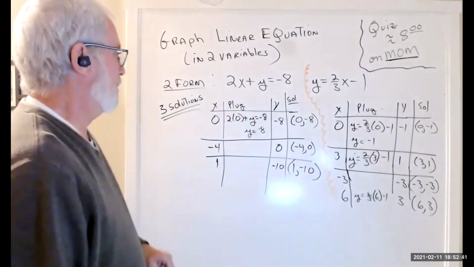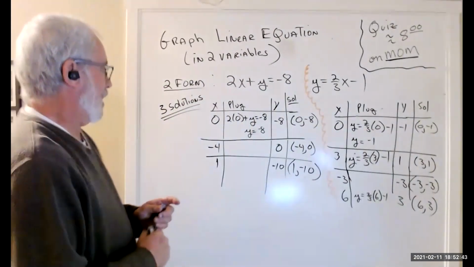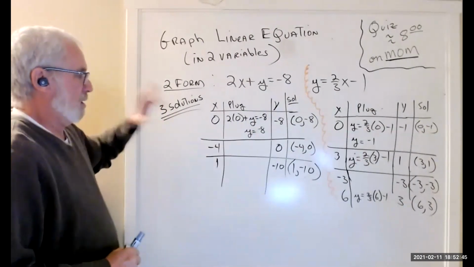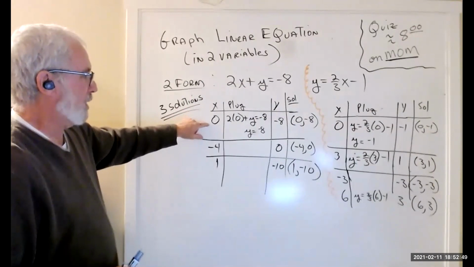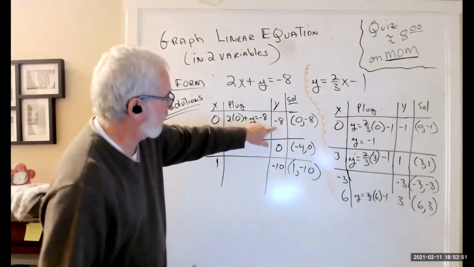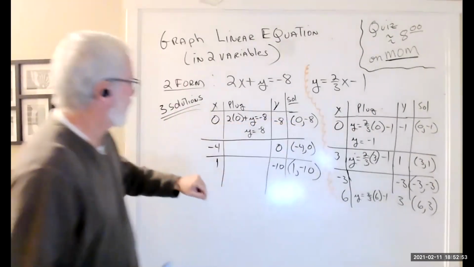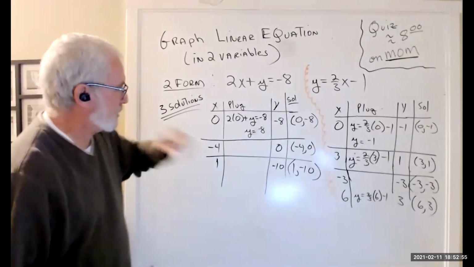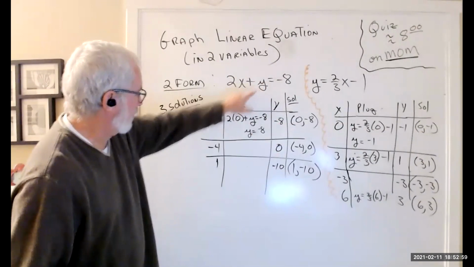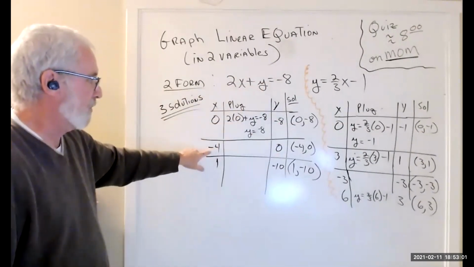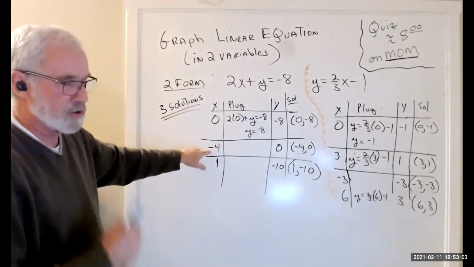Okay, I hope you guys can read. I finished the first one off. We already did when X was 0, Y is -8. So there's a solution. I did when Y was 0, I plugged it in and got X is -4. I didn't show my work. I just did it in my head.